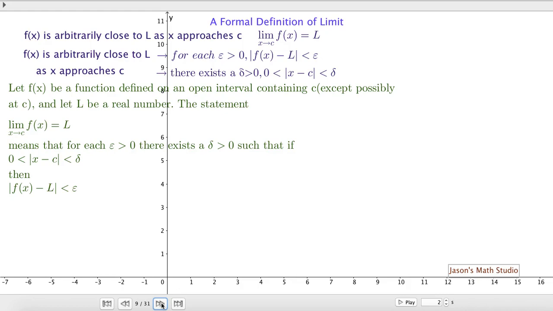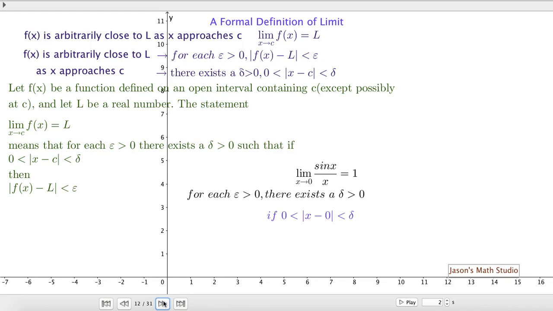To help you understand this definition, I'm going to use an example. The limit of sin x over x as x approaches 0 is 1. So, for each epsilon that is greater than 0, there always exists another number delta that is greater than 0 such that if the absolute difference between x and 0 is greater than 0 and less than delta, then the absolute difference between f of x and 1 is less than epsilon.